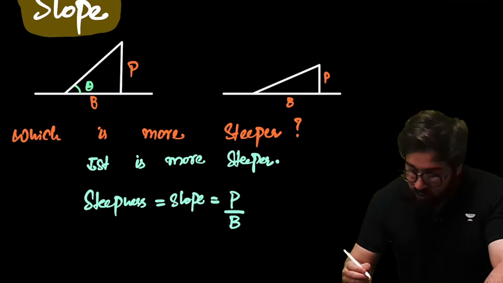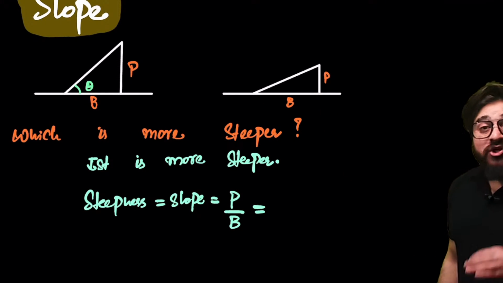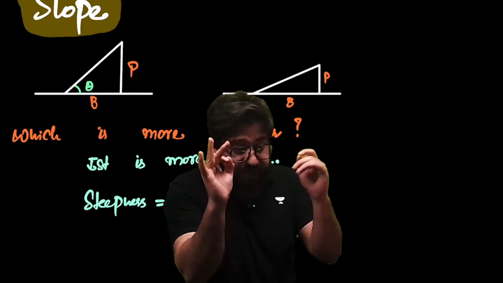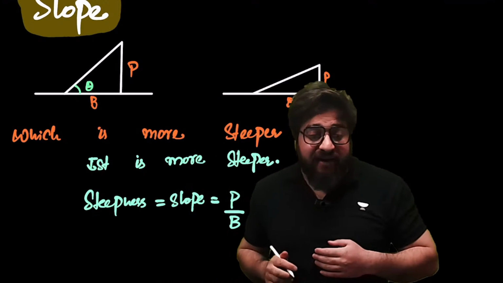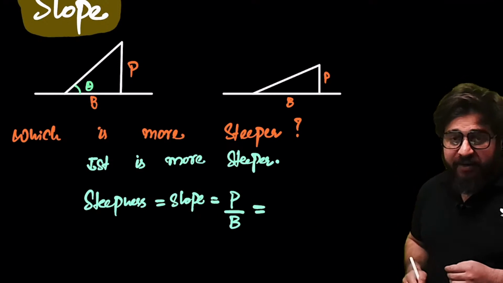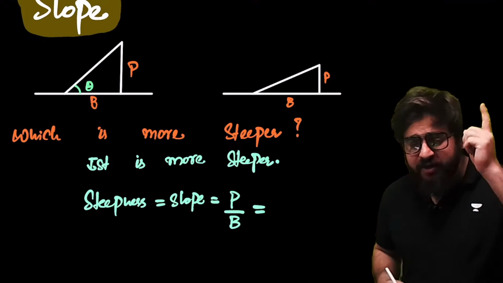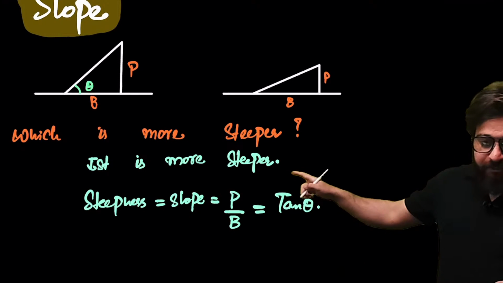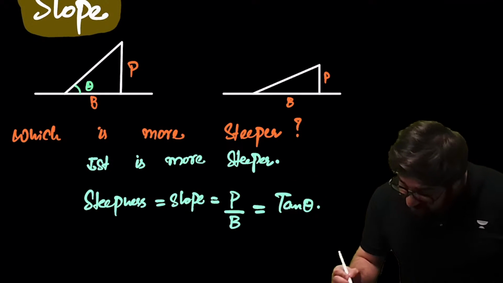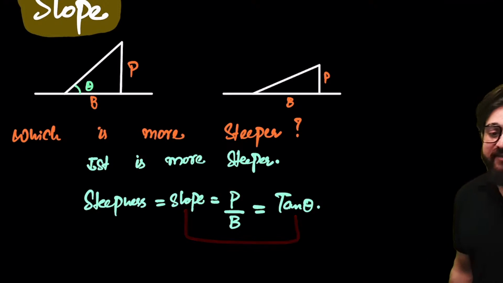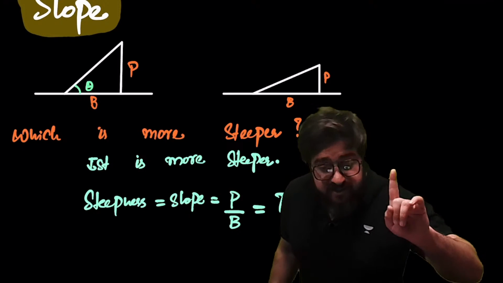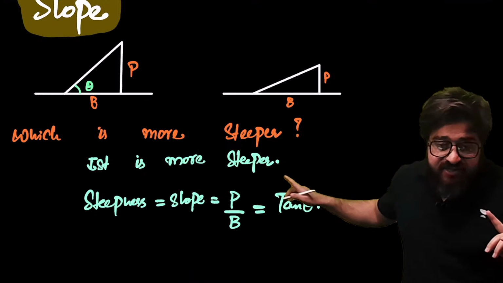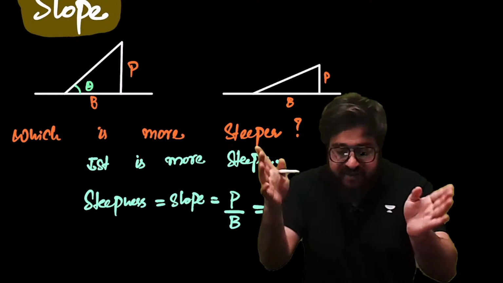Okay. So tell me, in trigonometry, in mathematics, which trigonometric ratio has perpendicular by base? Does sine have perpendicular by base, cos or tan? We can clearly say, sir, tan theta is equal to perpendicular upon base. This is the reason we say slope is equal to tan theta. Because slope is directly proportional to perpendicular, inversely proportional to base. Same is the case with tan. That's why we say slope is tan theta.